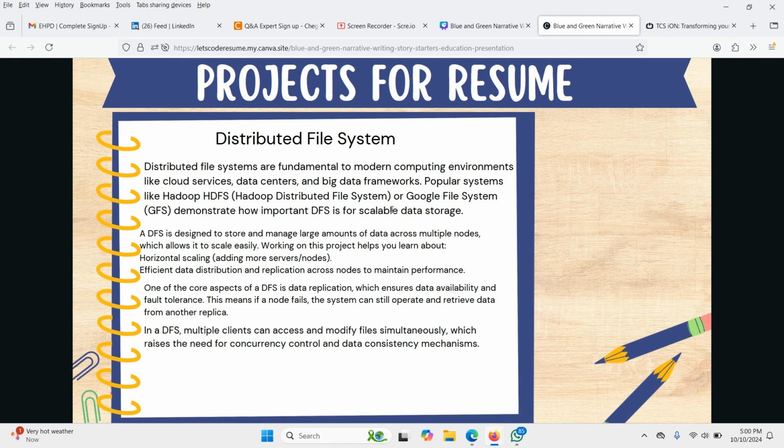So, while working with a distributed file system, you can understand how to handle multiple servers, how to handle horizontal scaling, and how you can handle a large amount of data across multiple servers or nodes. And these are the actual plus points, because if the interviewer knows that you can handle this type of project and make it from scratch, he or she will be impressed by your coding skills easily, and your resume will be shortlisted.